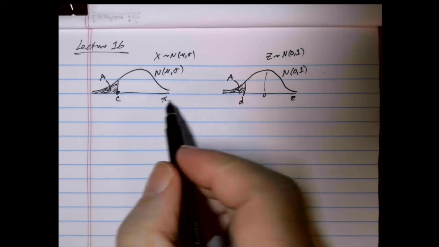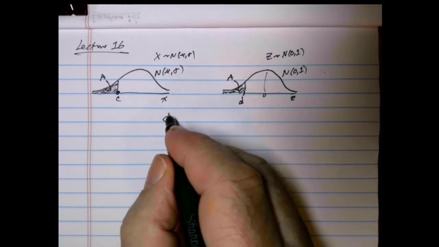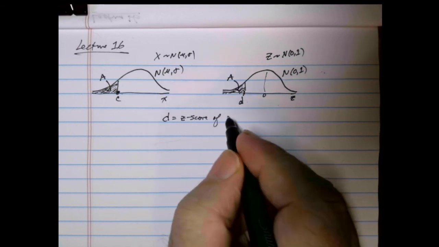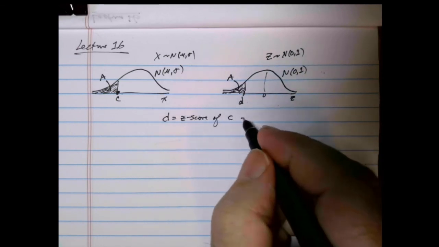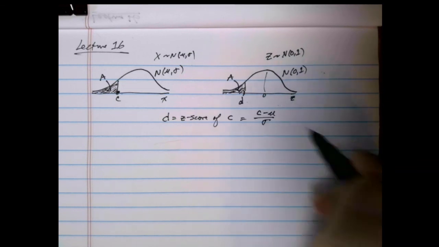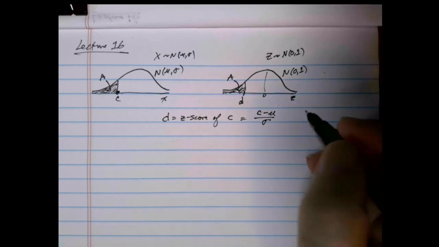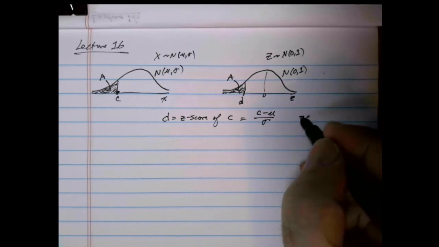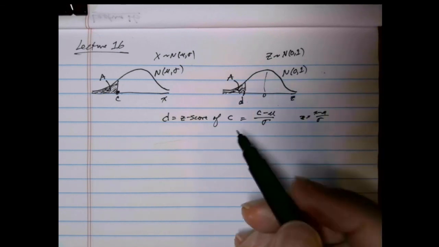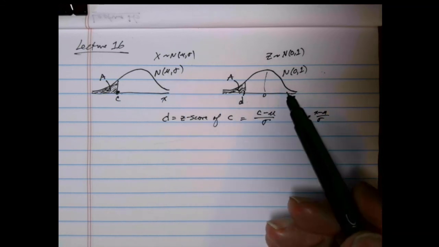If we know C, it turns out we can get D in a very simple way. D is just the z-score of C. That is, D is just (C minus mu) over sigma, using the z-score formula. The z-score formula, remember, is z equals (x minus mu) over sigma. That's transforming from the x-axis to the z-axis.